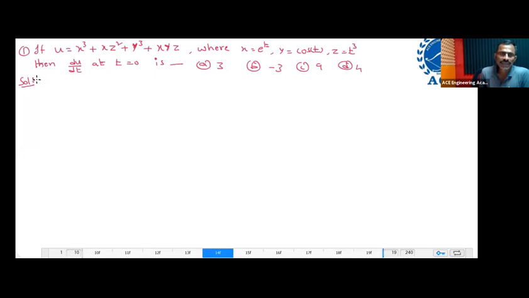And the name of this derivative is total derivative, because it is a composite function of one variable. First, draw the diagram. From the diagram, write the formula and then find the derivative at a particular point, t equals 0. Already you know the method of writing the formula. Just write down the formula and find the derivatives.